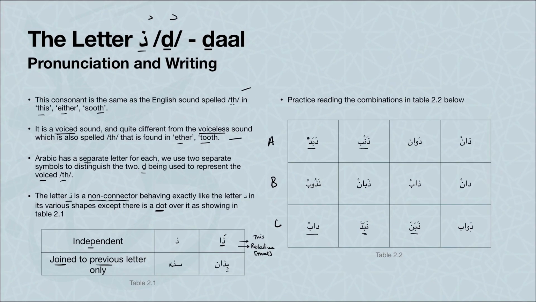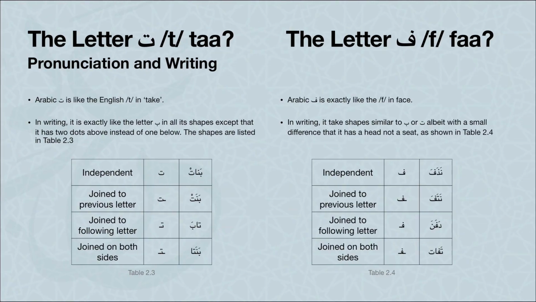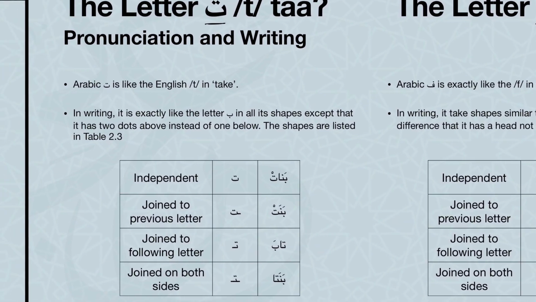Okay. So, two consonants at once: the letter ta and the letter fa. They're very easy and they share almost the same shape, the same feature of being connectors. So let's discuss the letter ta.